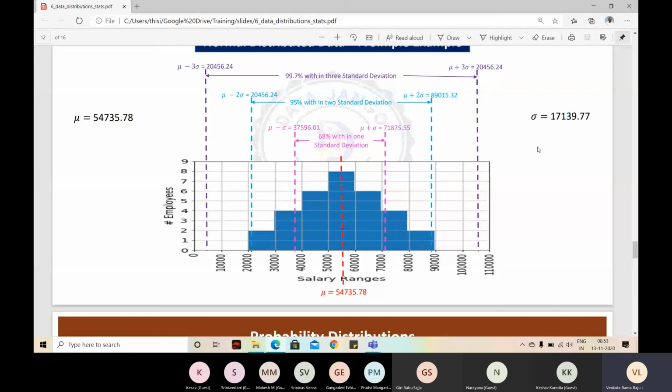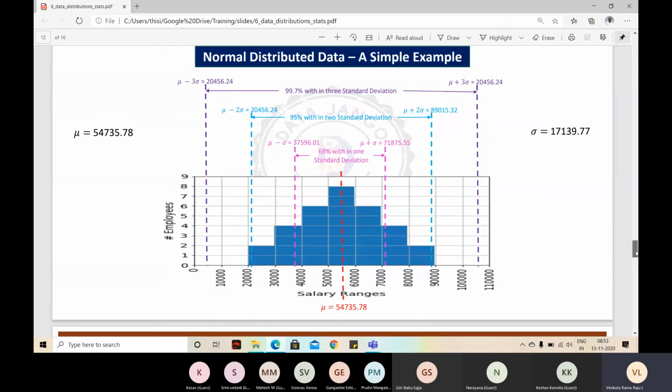Now I applied the 3 sigma rule here because the data is normally distributed. What is the 3 sigma rule? Within one standard deviation, 68% of the data is going to be there. One standard deviation is mu minus sigma to mu plus sigma. Mu is 54,735. When I subtract sigma from this, I got 37,596, which is a salary. When I add it, I got 71,875, another salary. 68% of the total number of employees are going to fall in this bucket.